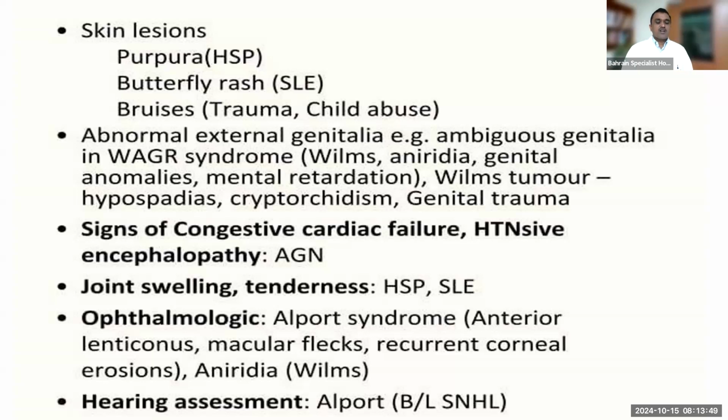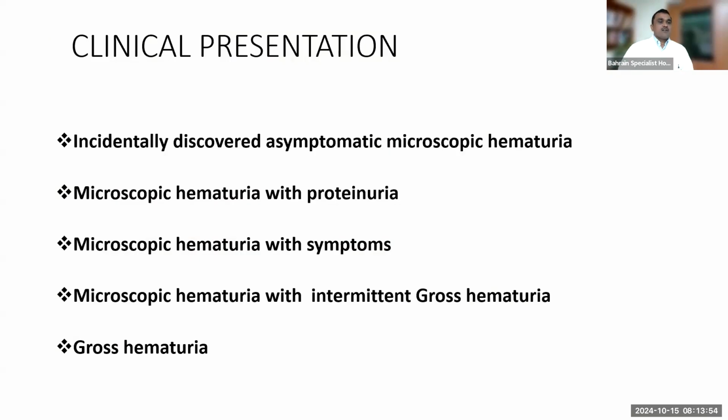Hearing assessment should be done in Alport syndrome, where it is associated with bilateral sensorineural hearing loss. Normally, hematuria can be present in these 4-5 presentations: incidentally discovered asymptomatic microscopic hematuria, microscopic hematuria with proteinuria, microscopic hematuria with symptoms, microscopic hematuria with intermittent gross hematuria, or gross hematuria.